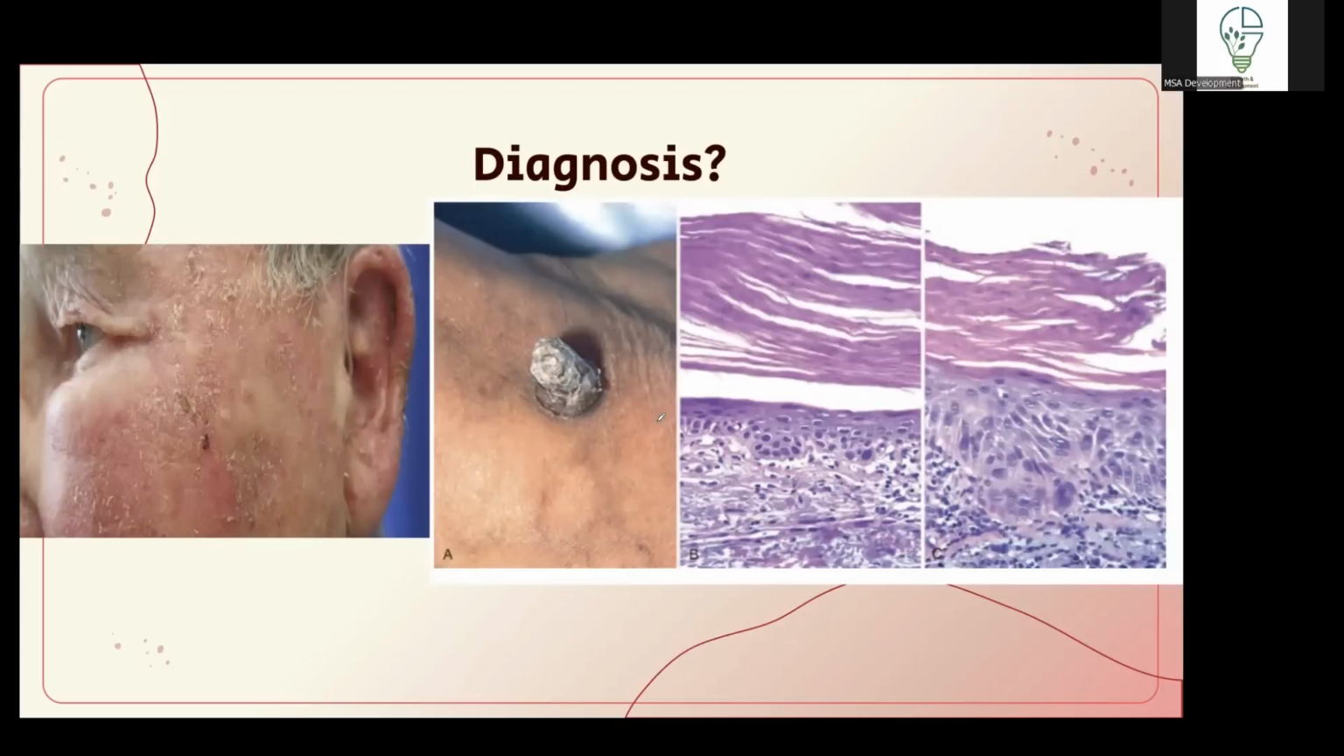Now we have a pre-neoplastic lesion. This patient has been in the sun for a very long time and presenting to you with this dry, scaly lesions on the forehead and sun-exposed areas. What is this? This is actinic keratosis. Good.